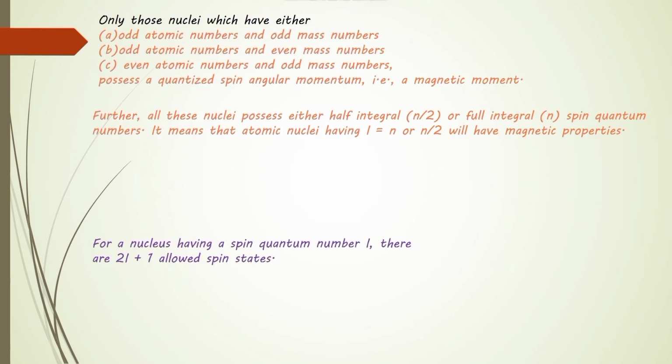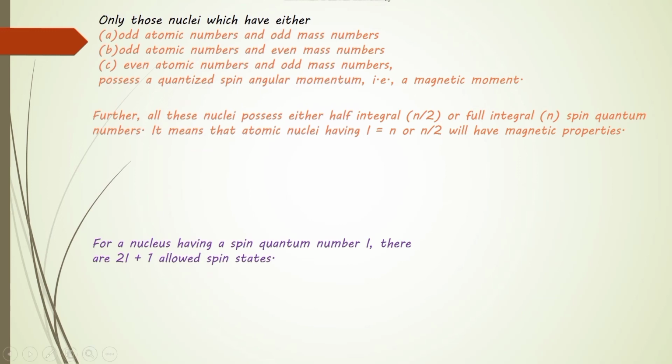So only those nuclei which have either an odd mass number or an odd atomic number, either one must be odd, are NMR active. So if it has an even number of protons and an even mass number, then that is NMR inactive. So that is given. All nuclei possess either half-integral or full-integral spin quantum number. So they have I equal to n or n by 2, that is the spin quantum number.